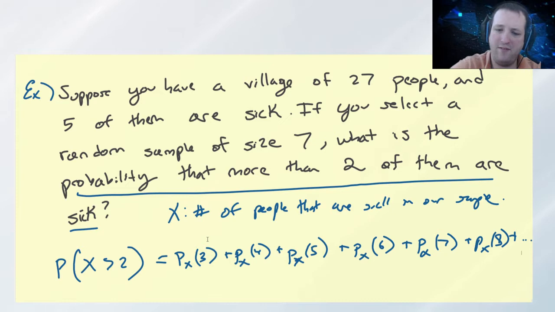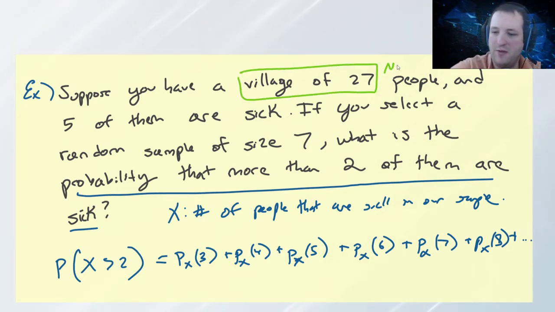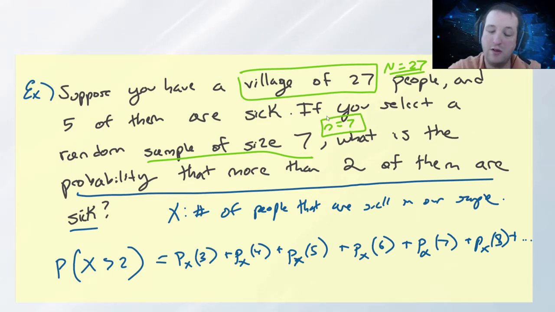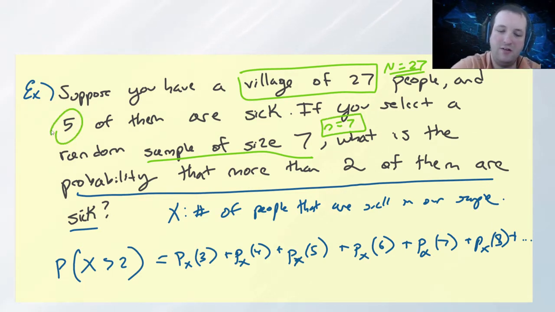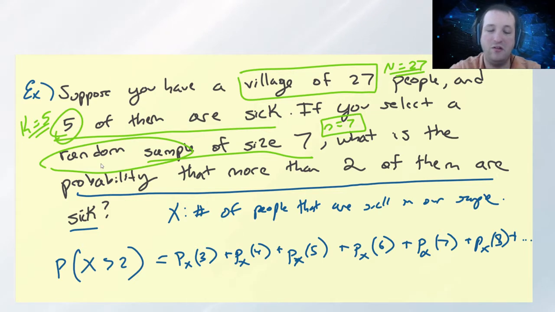So what do we have here? We have that the village contains 27 people, so that's going to be our capital N value. We're selecting a sample of size 7, so this is going to be our little n value. And the number of people that are sick in our village is 5, so that's going to be our k value. Since we're selecting a simple random sample from this population, this value x here is going to be a hypergeometric random variable, okay?